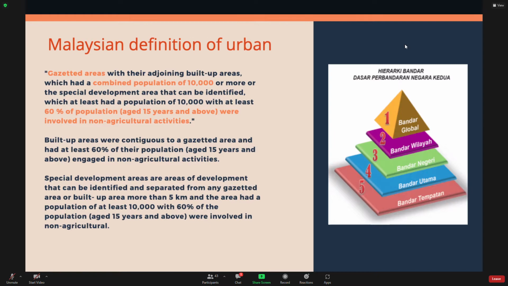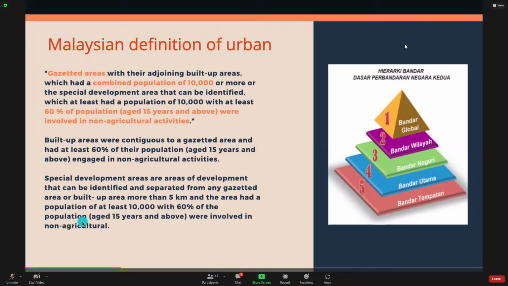Bandar Puncak Alam is contiguous to Bandar Shah Alam, sempadan sebelah menyebelah. So if the population of both places combined is 10,000 or more, it is already considered an urban area. Although, if you're familiar with Bandar Puncak Alam, it doesn't look like an urban area because it is quite isolated from Shah Alam. But if we combine them, that is the definition here.